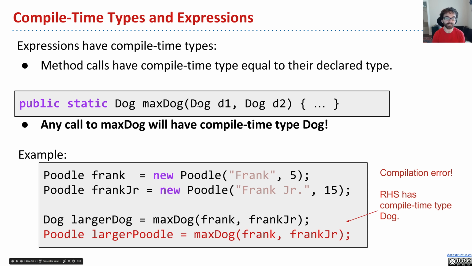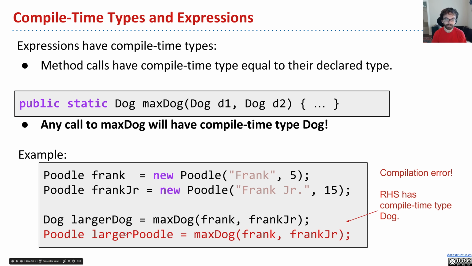Well, it's whatever you declared it to be. So I said it's public dog. Therefore, the compile time type of any call to maxdog will be dog. Okay? And so in this case, if we say dog larger dog equals maxdog, Frank and Frank Jr., it says, okay, this is a dog. Is a dog a dog? Yes. Okay, so that line's fine.